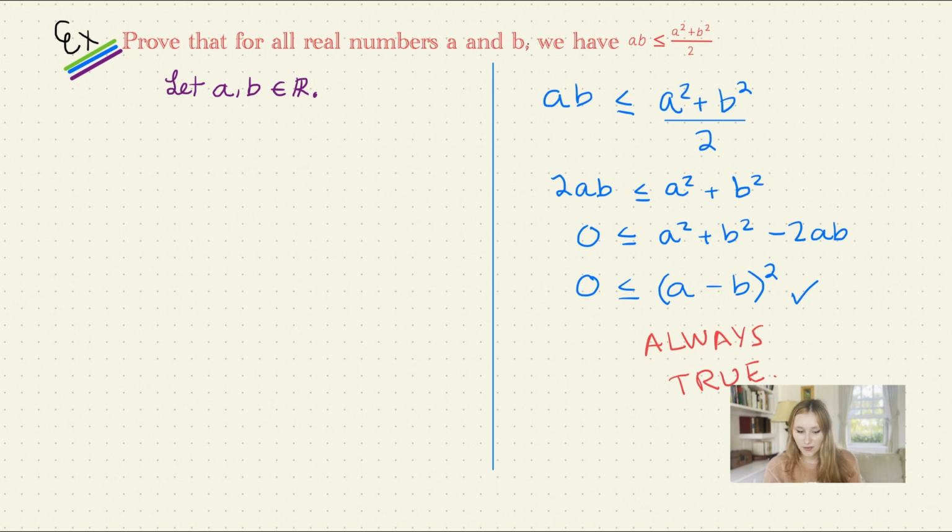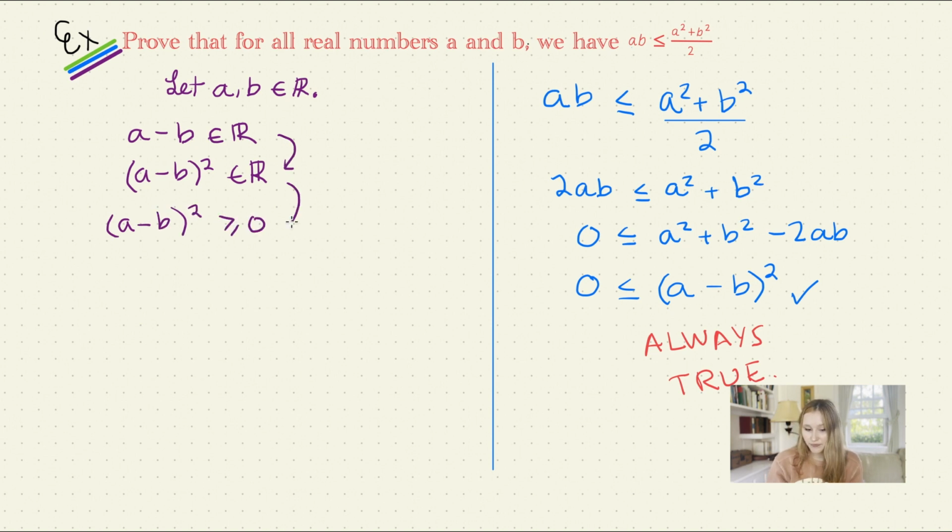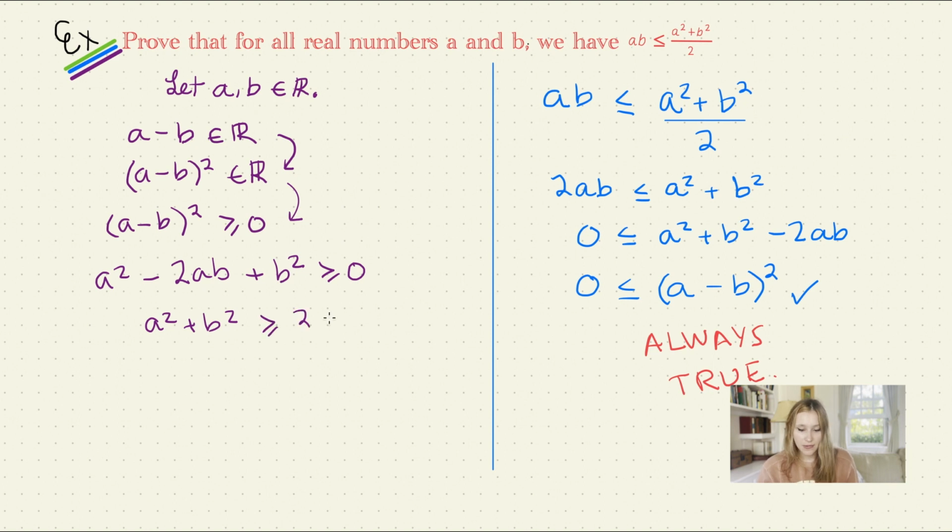Now let's make this formal. Let a and b be in R. Then a minus b must be in R because that is a property of real numbers. So (a minus b) squared is in R, also a property of real numbers. We use logic to say that (a minus b) squared is in the real numbers, and we know that (a minus b) squared is greater than or equal to 0. So let's rearrange, doing exactly what we did before but backwards. Then we get to the statement that we're trying to prove.